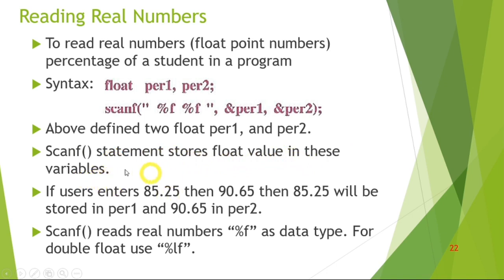Now if the user enters 85.25 and then 90.65, what will happen? 85.25 is stored in percentage1, and the second one, 90.65, in percentage2. So scanf reads real numbers with %f as the data type. For double float we will use %lf, small l for double float.